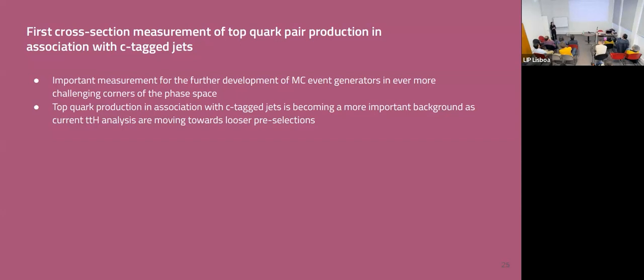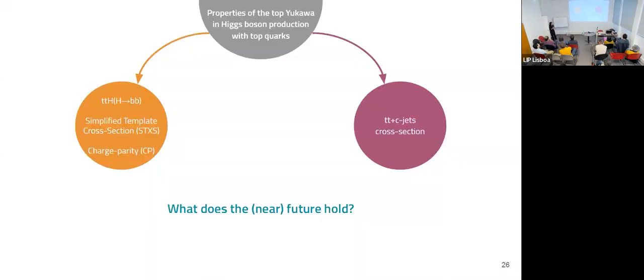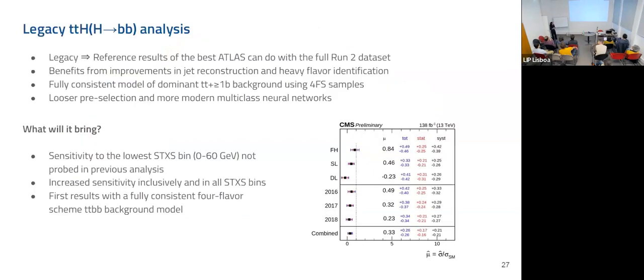Now I just want to close with a little bit of an outlook: what does the near future hold? Also, what are we doing at the moment, and what do I see that we can do in the next couple of years, let's say? One of the things that we are currently doing is what we call the legacy ttH with Higgs-to-bb analysis.